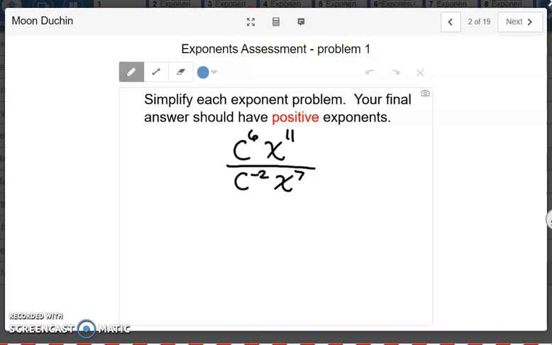This is called the quotient rule. For the quotient rule, we take the 2 exponents and we subtract them for the 6, and we do the same thing for the x. So 6 minus -2 is 8, and 11 minus 7 is 4. So the final answer is 6 to the 8 times x to the 4th.